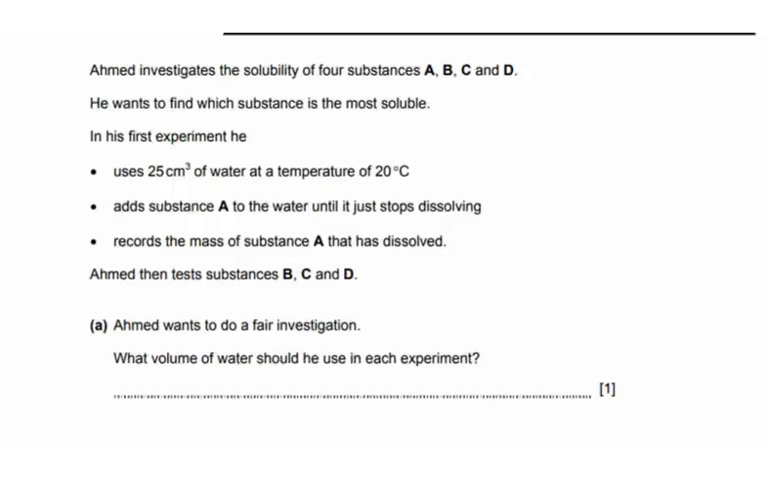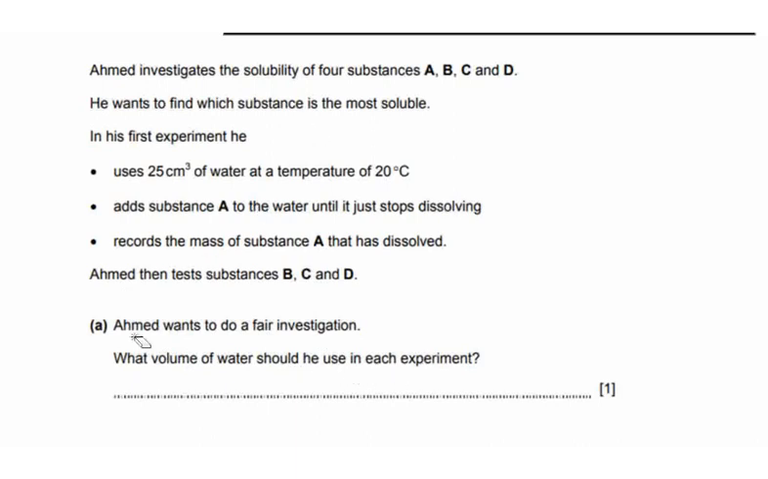Now let's get started with our quiz. Question number 1. Ahmed investigates the solubility of 4 substances A, B, C, and D. He wants to find which substance is the most soluble. In his first experiment, he uses 25 cm³ of water at a temperature of 20 degrees Celsius. Add substance A to the water until it just stops dissolving. Records the mass of substance A that has dissolved. Ahmed then tests substances B, C, and D. Ahmed wants to do a fair investigation. What volume of water should he use in each experiment?